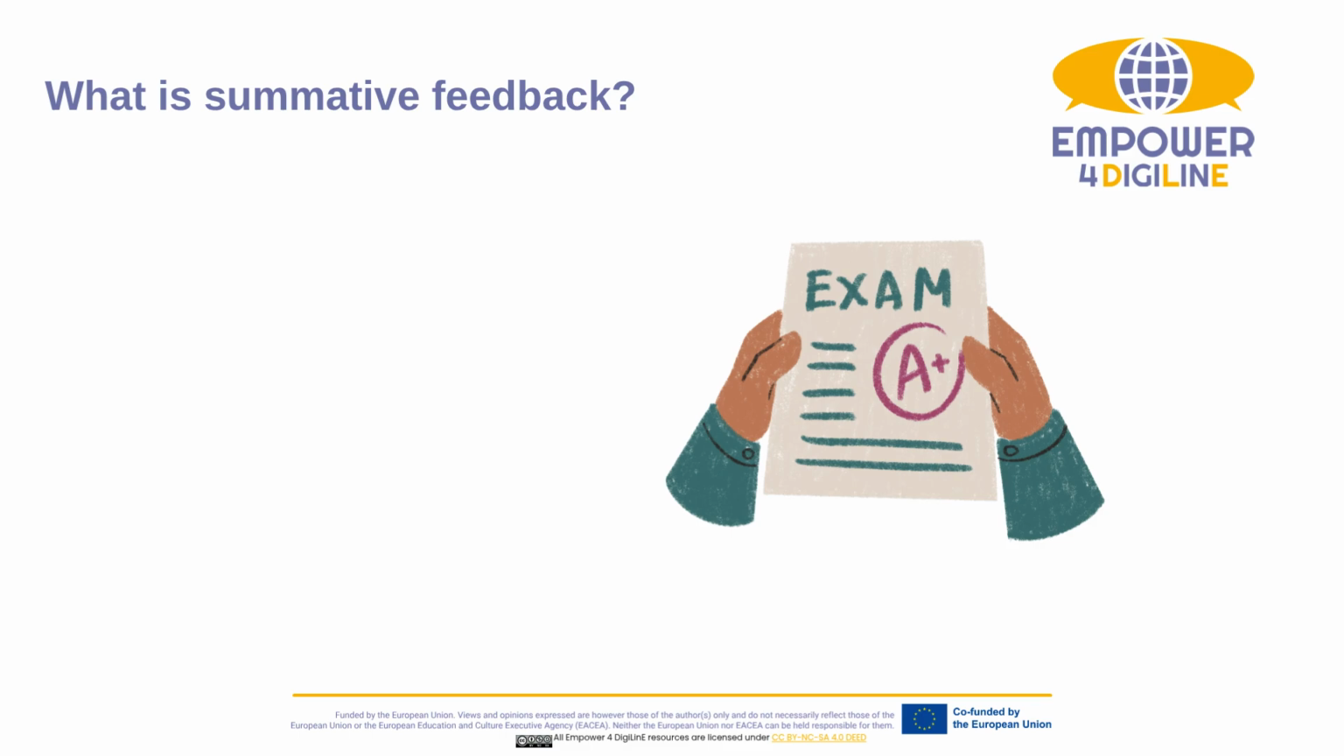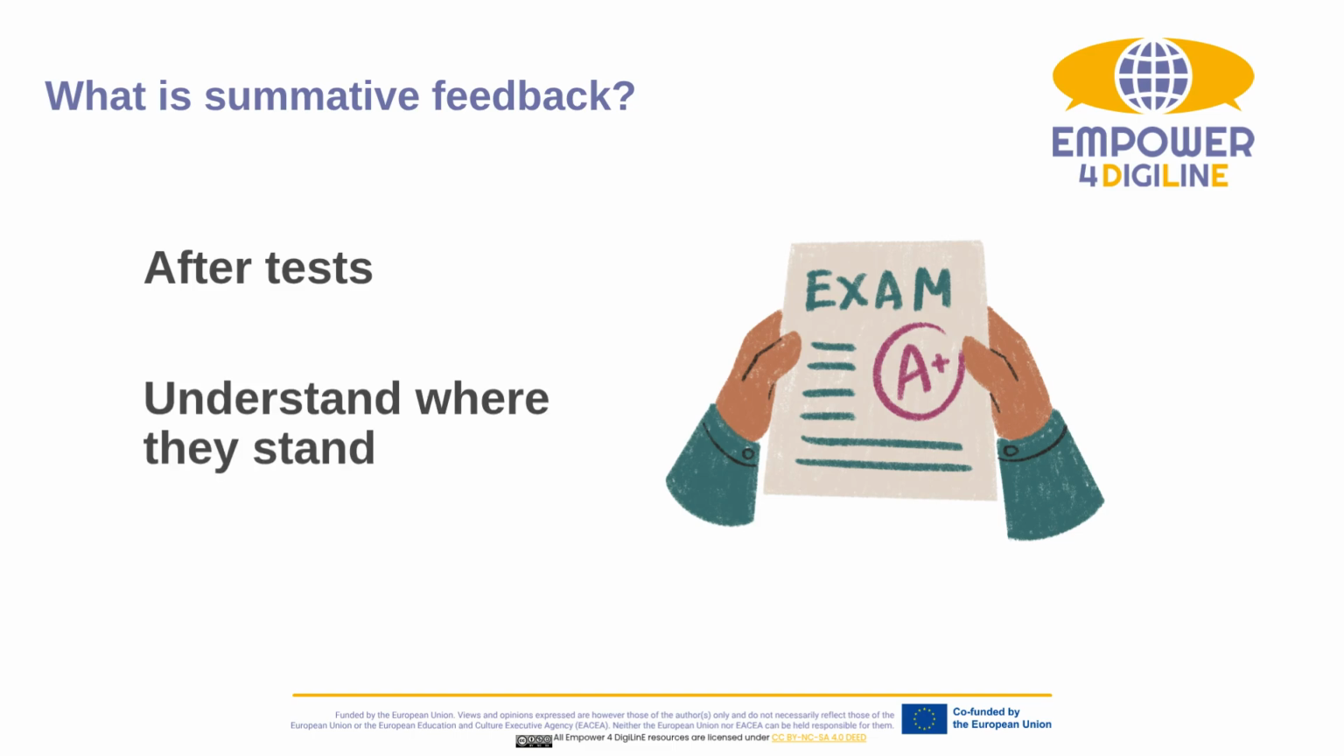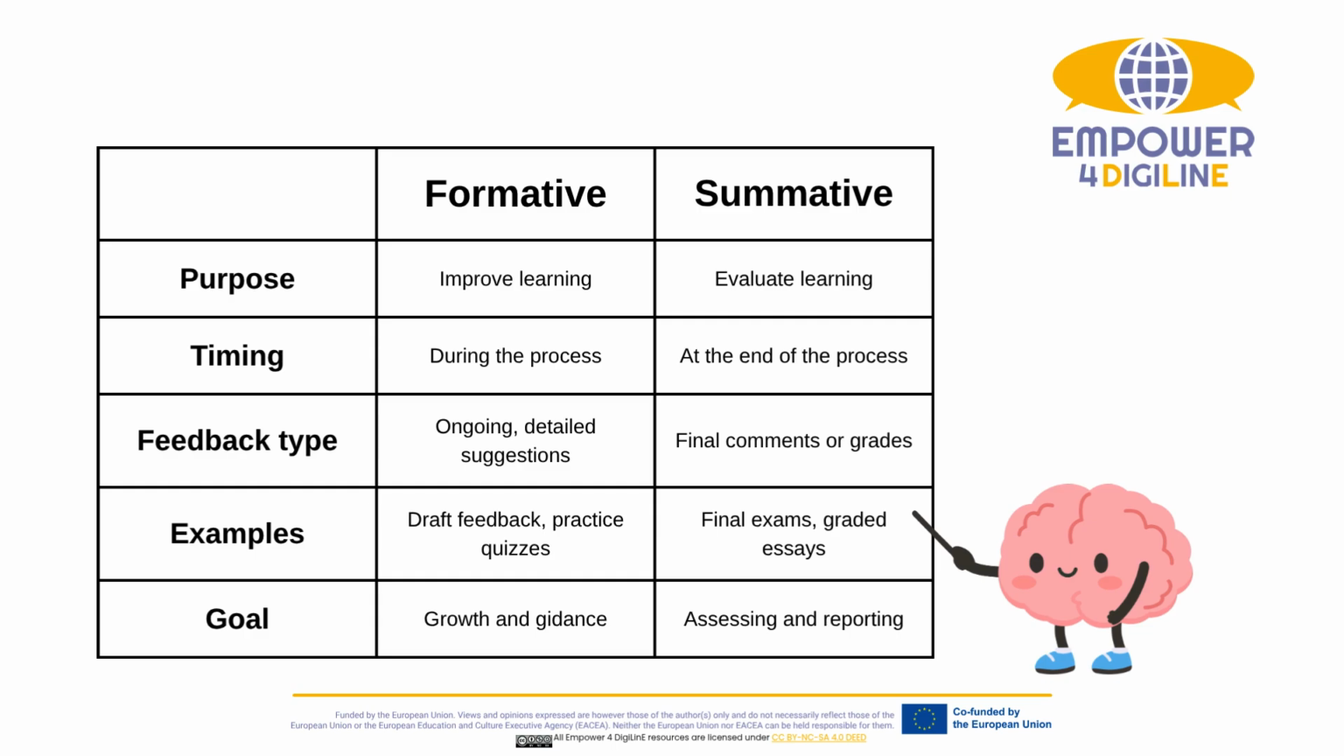It is used at the end of a unit or assignment, after final presentations or tests, or when you're reporting progress. Summative feedback helps students understand where they ended up and gives you data to evaluate how effective your teaching is. Let's break it down side by side.